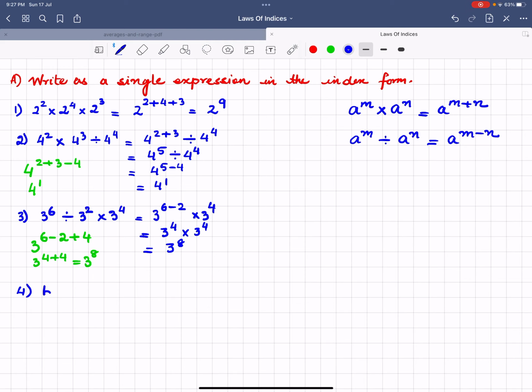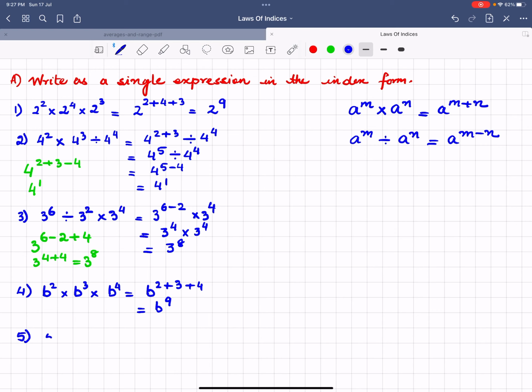b to the power of 2 multiplied by b to the power of 3 multiplied by b to the power of 4. In this case, all the bases are multiplied, therefore all the powers will be added. b to the power of 2 plus 3 plus 4, which is equal to b to the power of 9. Moving on, question number 5.